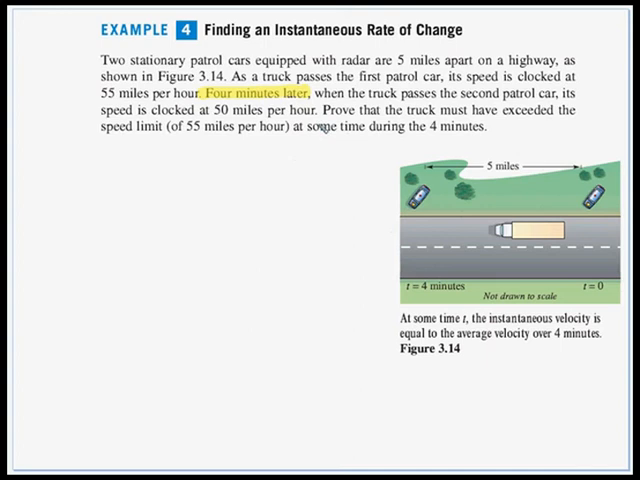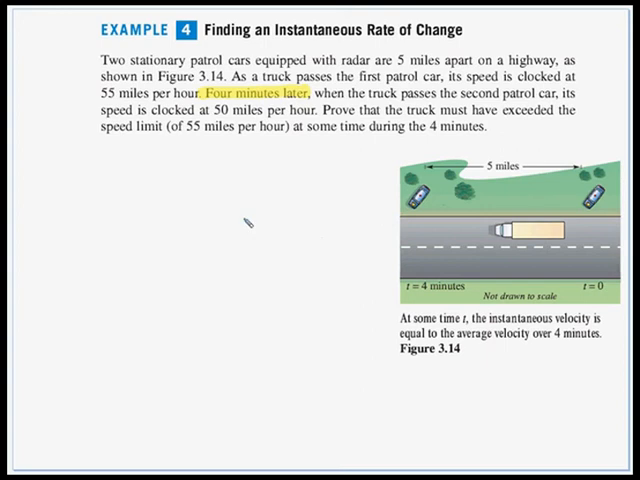Now, we don't have a function that actually describes the speed of the truck over the interval, but what we can do is take the endpoints of the interval, find the slope going through them, and we know by the mean value theorem that there's going to be at least one point in there that we're going to have that same value.